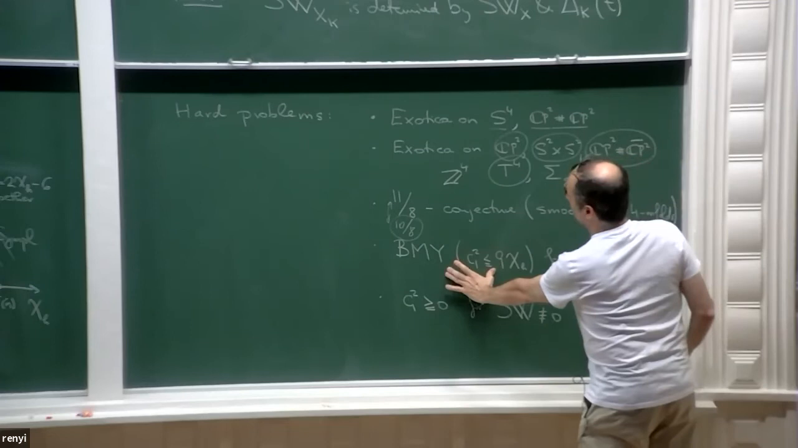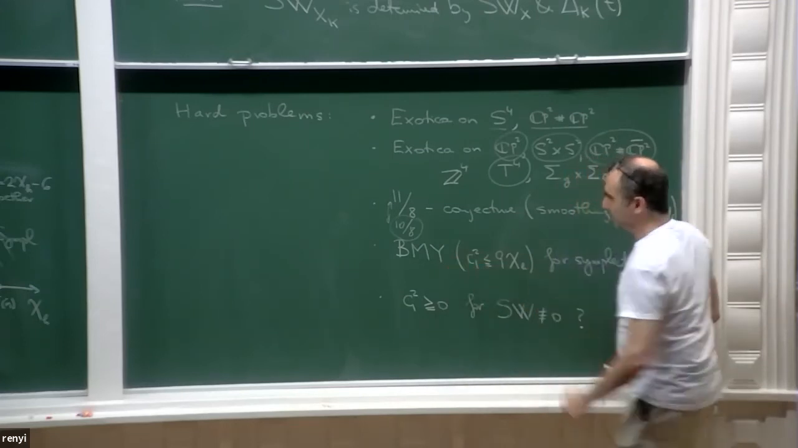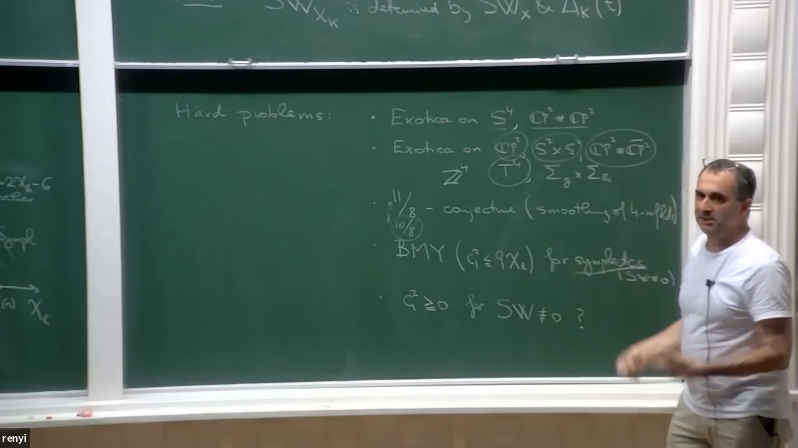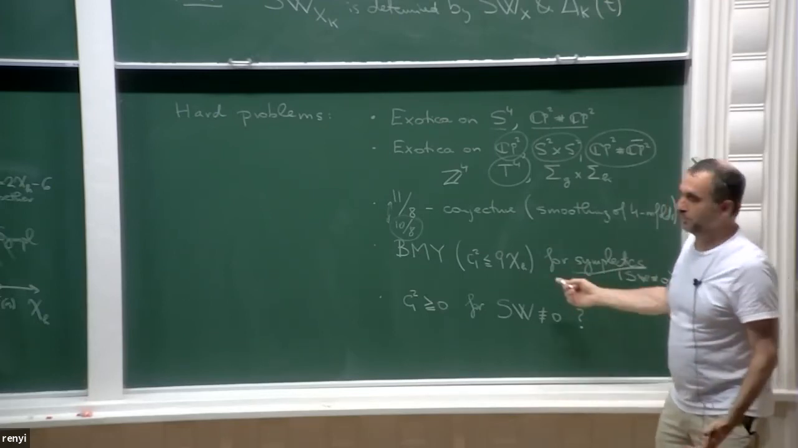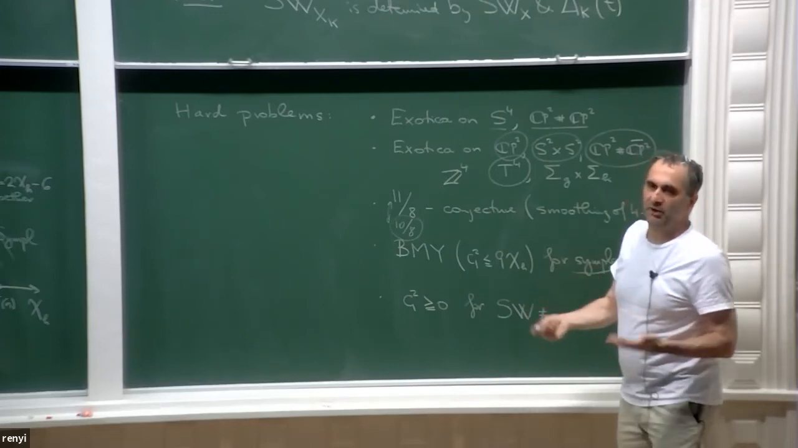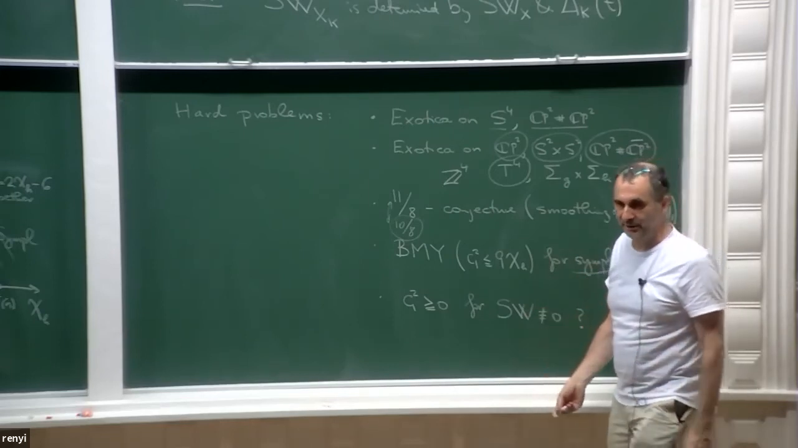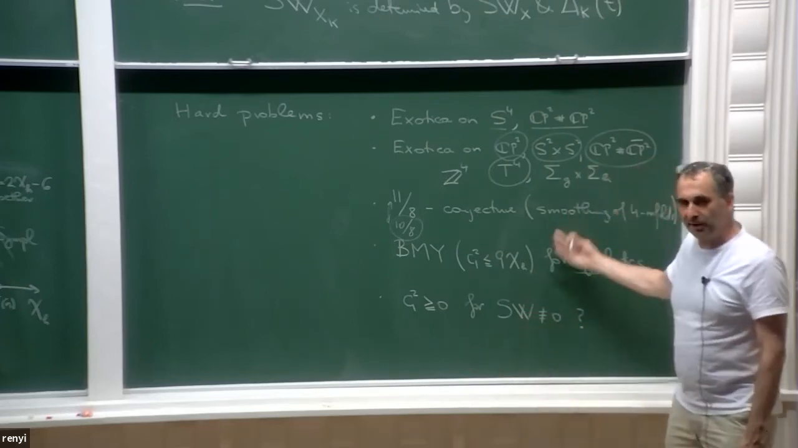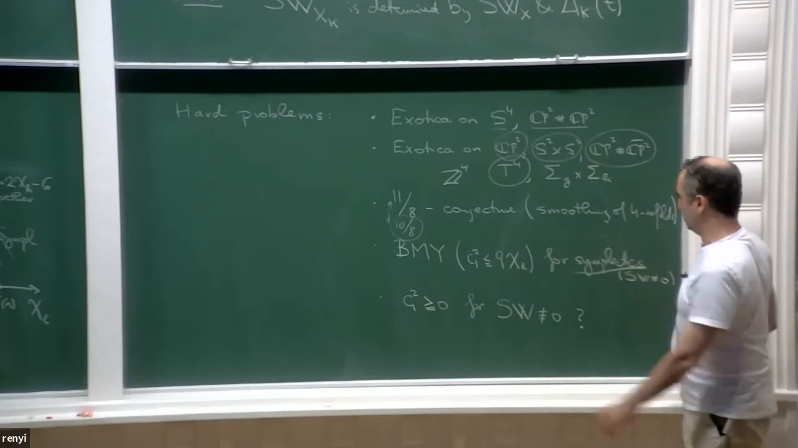There is the Bogomolov-Miyaoka-Yau inequality for complex surfaces. What happens for symplectic manifolds? Does it hold? We don't know. This is probably, I mean, when I say hard, what do I mean? That people tried for a long time and they didn't get the answer. It doesn't mean that it's impossible, but these are problems which people tried over and over again.